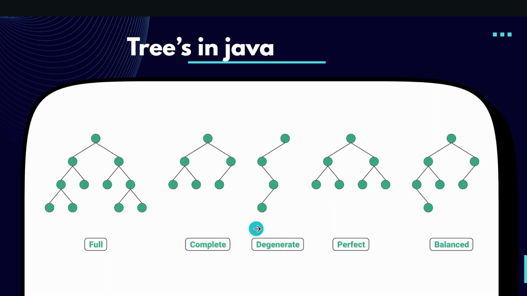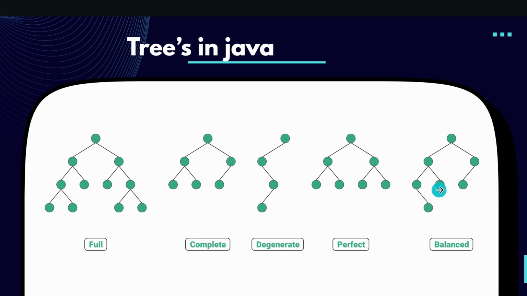I explained degenerate. I explained what is meant by complete. Complete means you start filling left, right, left, right, left. Full means you start left, right, left, right, left, right. But there is no compulsion that you only need to fill from left to right. You can also fill wherever the position you want, but compulsorily you need to have 0 or 2 nodes.